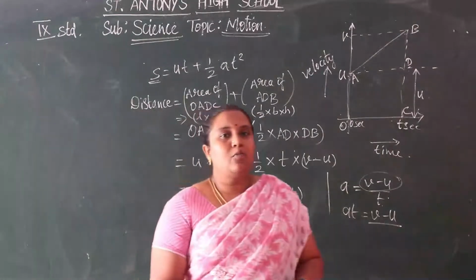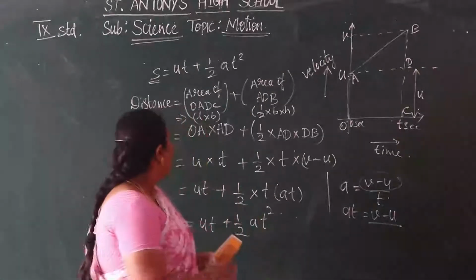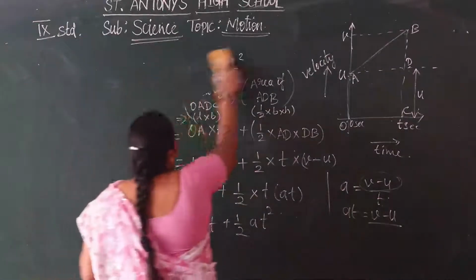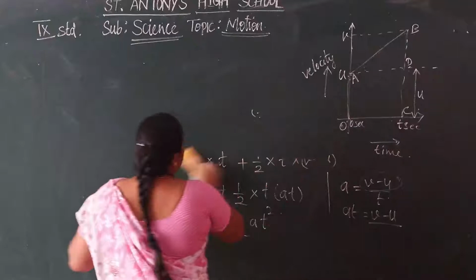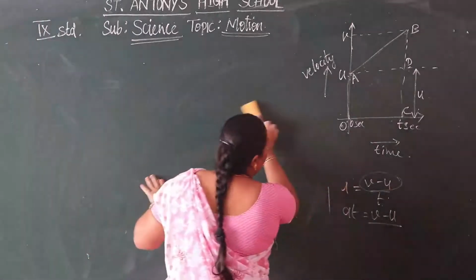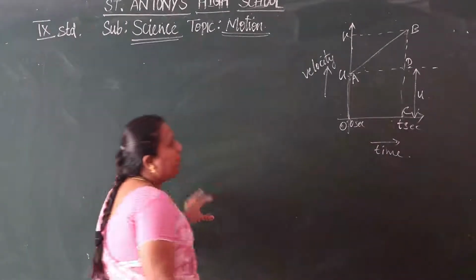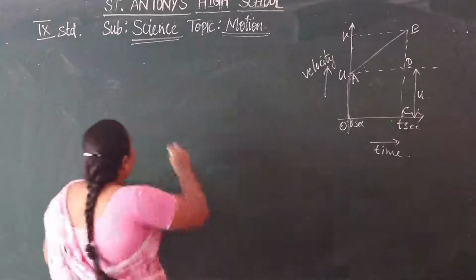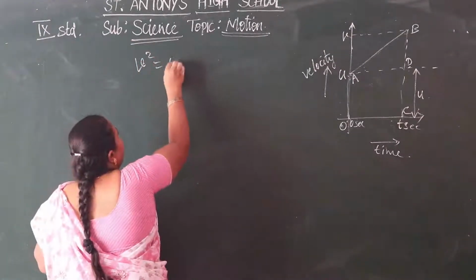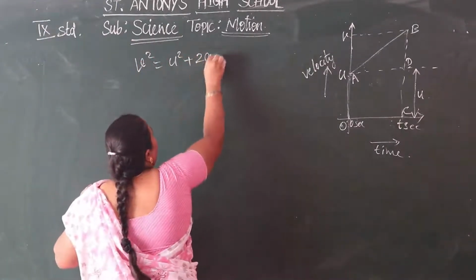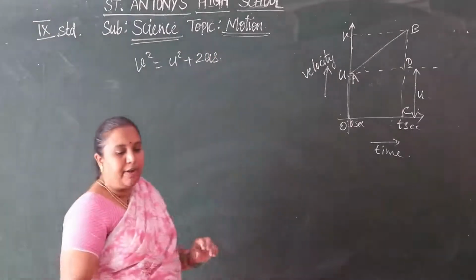Now let us move on to the third formula. What is the third formula here? v square equals u square plus 2as. See, v square equals u square plus 2as. So how do we find this out here?